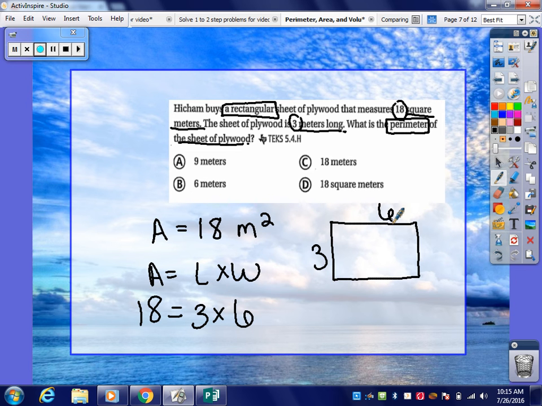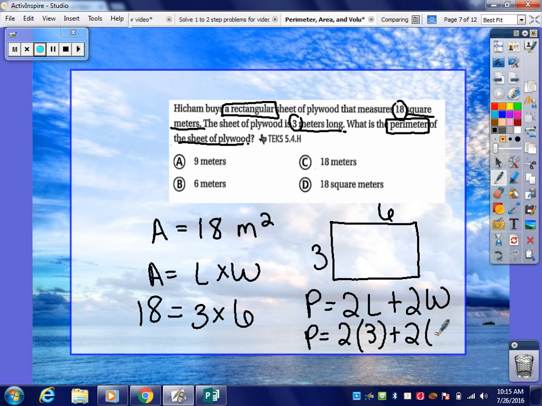Why not? Good, they're not the same length. So we do need to make sure that we are using 2 times the length. So for perimeter, you have 2 times the length plus 2 times the width. And then you plug in the numbers. So we have perimeter equals 2 times 3 plus 2 times 6. And what is 2 times 3? Good. And what is 2 times 6? Good job. So it would be 18 also.